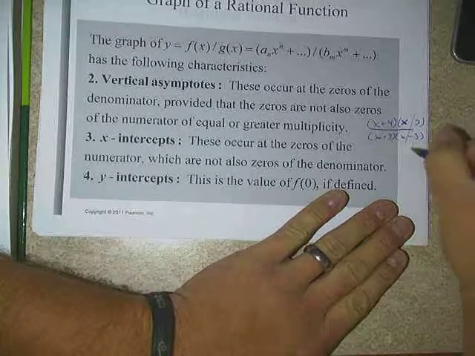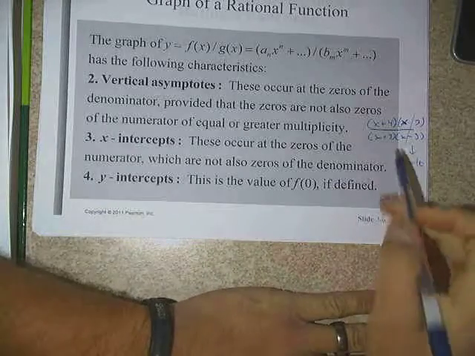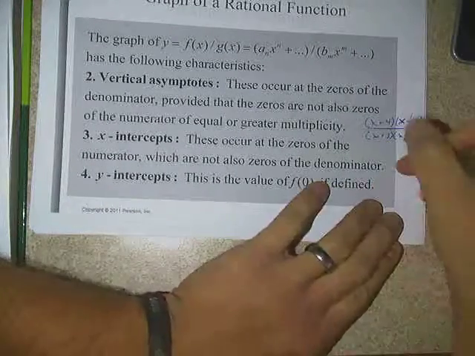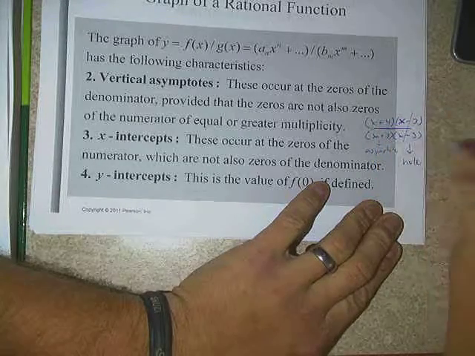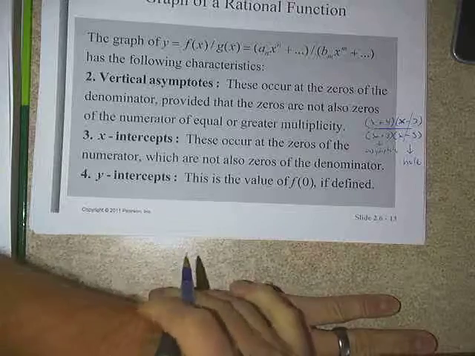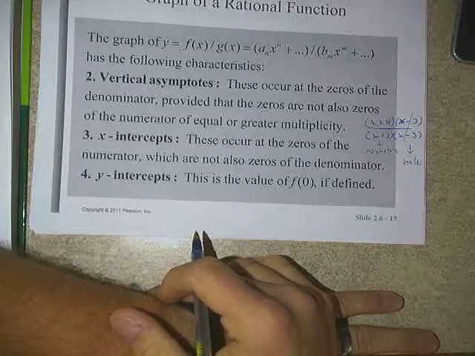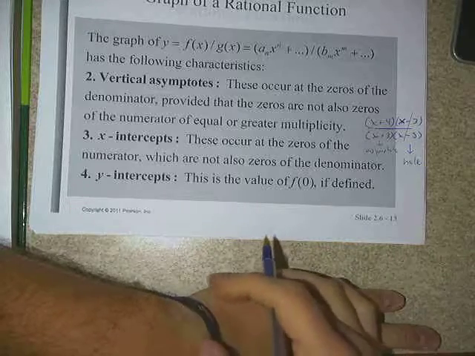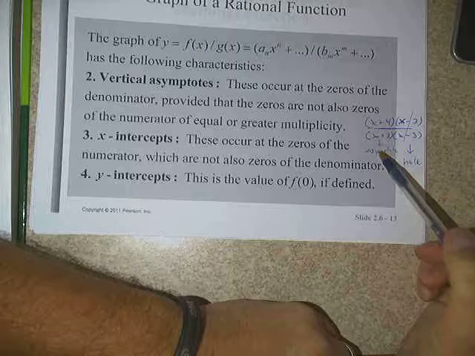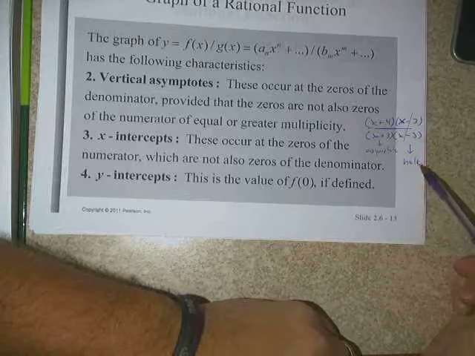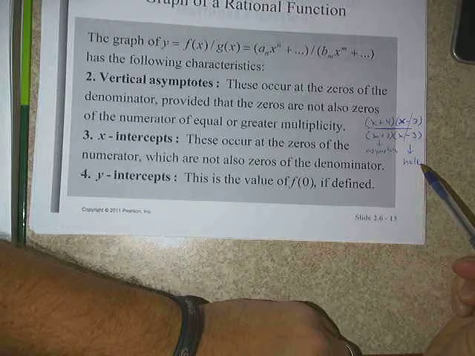And remember this said provided that the zeros are not also zeros of the numerator. So in this case, here's the deal. If one of the zeros of the bottom actually cancels out with one on the top, that's the situation that's going to create a hole. So if it does not cancel out, then that situation is the asymptote. Okay. So can we tell algebraically? Yeah, we can factor the top and we can factor the bottom.